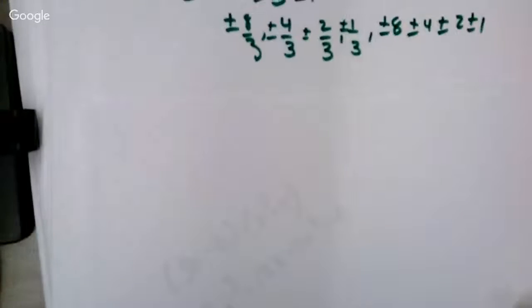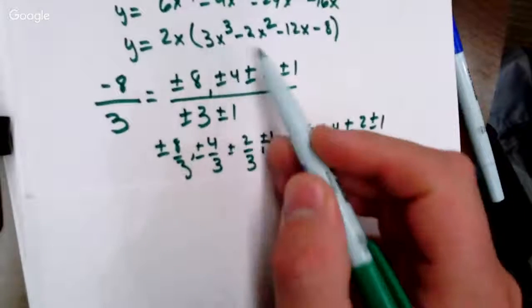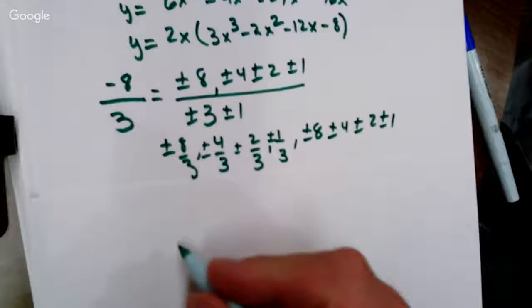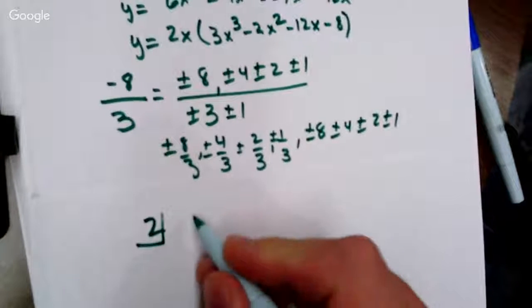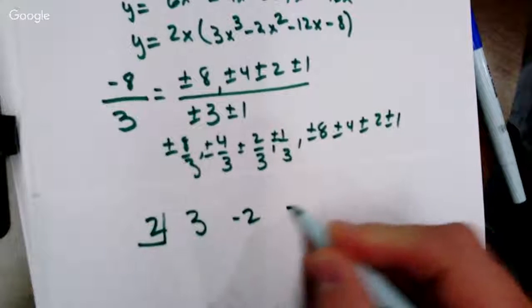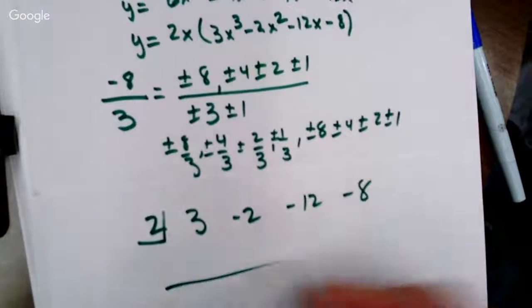All right, so let's take a peek. Which one do you want to try first? All right, heard somebody say 2. Let's try 2. You want to try 2 or negative 2? Try positive 2. So let's go back up to our coefficients up here. They're going to be 3, negative 2, negative 12, negative 8. Let's try 2 in there first.